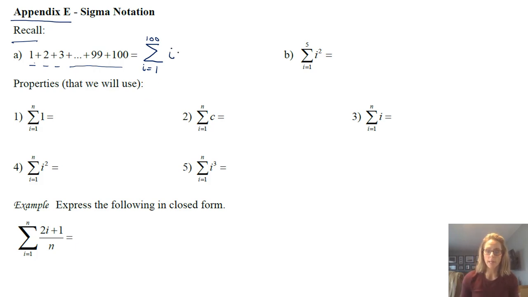So when i is 1, I get 1. And then the summation notation tells me to add what happens when i is 2, plus what happens when i is 3. And so in this case, that's just 1 plus 2 plus 3 plus 4, again, all the way up to 100.